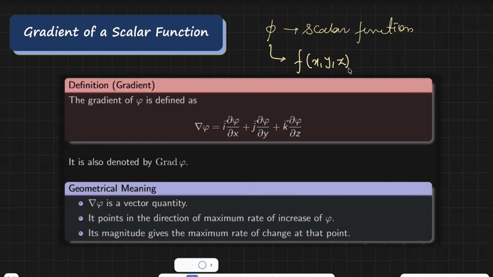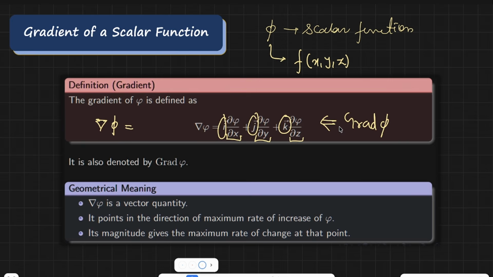When I apply the gradient, that is del, to this phi, the formula is i cap dou phi by dou x, dou phi by dou y and dou phi by dou z. So it is basically the partial derivative of phi with respect to x, y, z in the directions of i, j and k. This is the formula, and it is also denoted by grad phi.